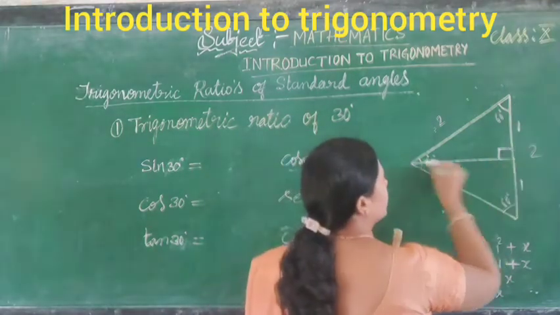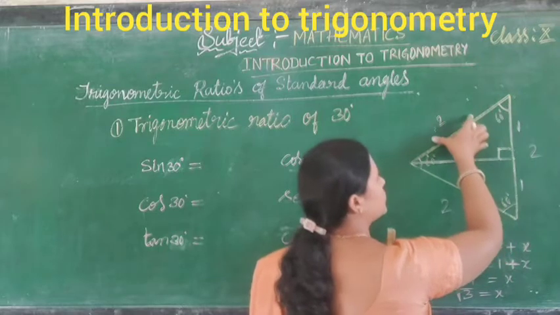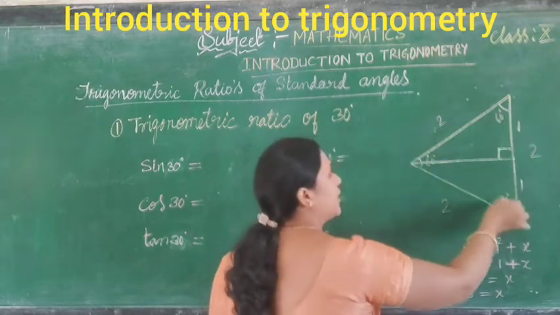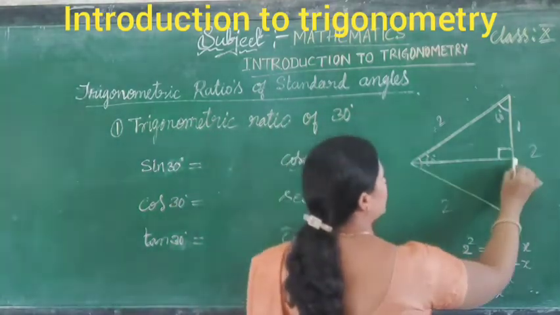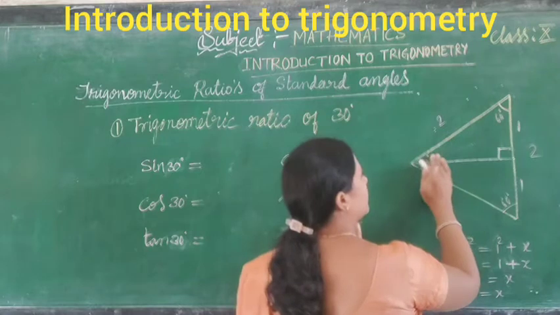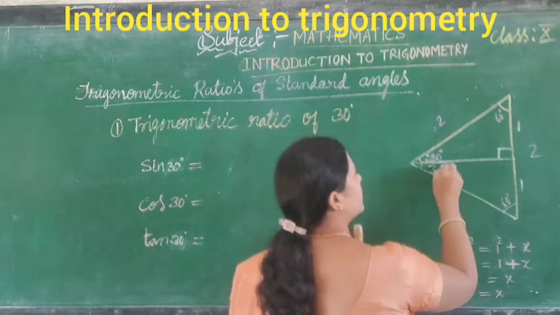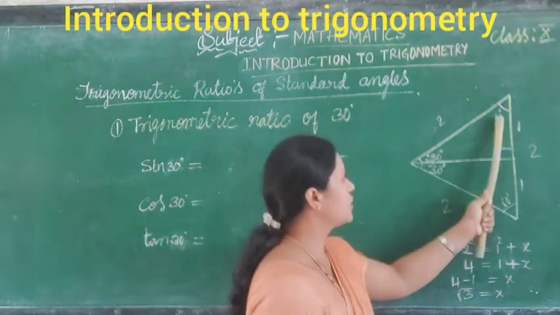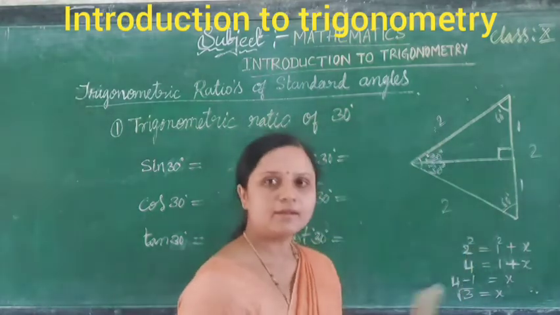Okay. So now observe this one. In this right angle triangle, the side is 1, here the side is 2. In an equilateral triangle, all the angles will be 60 degree. When we draw a perpendicular line, this 60 degree is divided into two equal angles, that is 30 degree and 30 degree. Now you can see this is 30 degree, 60 degree, and this one is 90 degree. So this is one right angle triangle.